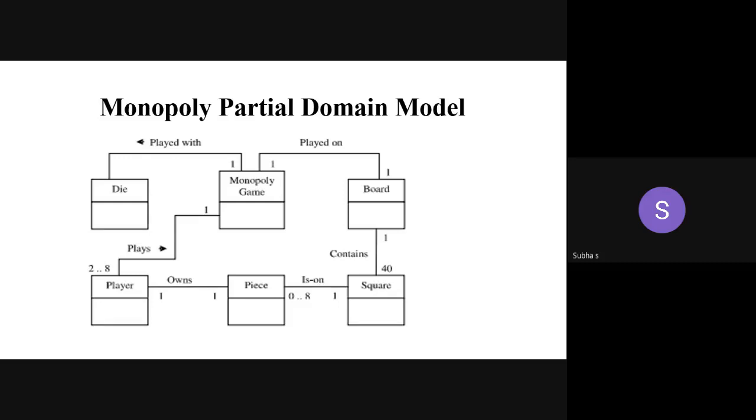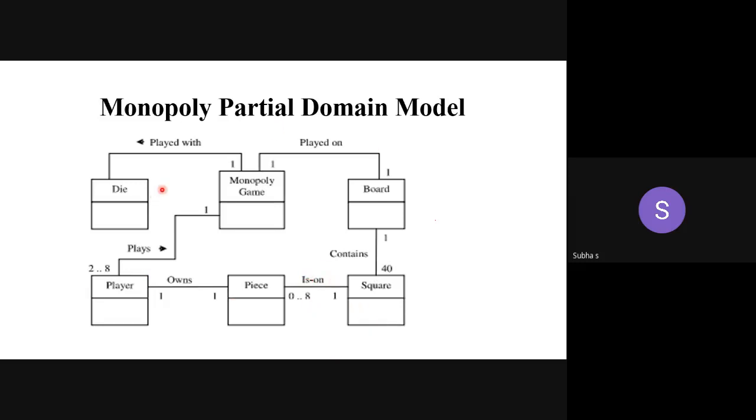Let me start from this one. Monopoly game. How many games can I play at a time? One game. So normally one game is played on one board. That one board contains how many squares? 40 squares. Where are the squares present? A piece is on a square. We have to place the piece on a square. Here you can mention the navigability. I will get into it later.